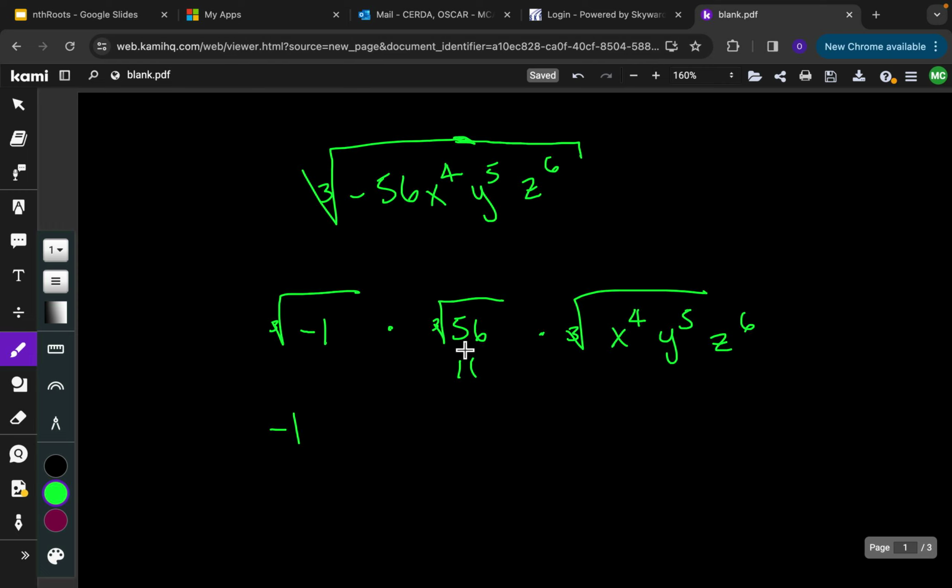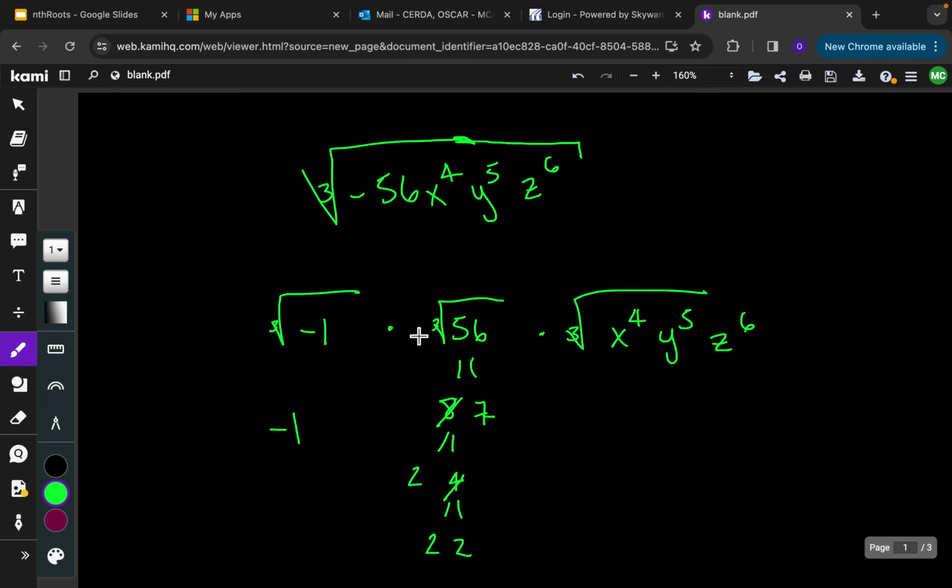And I believe 56, let's see, I'm going to use 8 times 7. Now, it doesn't matter what you use, we're still going to come out with the same answer. 8 times 7, the 8, I'm going to split it and say 2 times 4. The 4, I'm going to split and say 2 times 2.